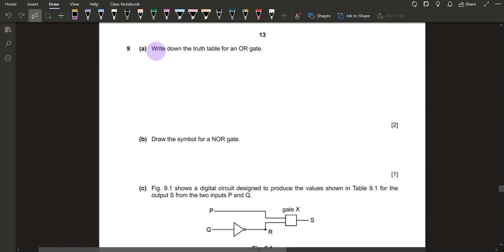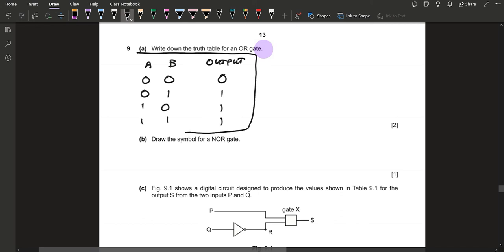Question number 9. Part A says write down the truth table for an OR gate. This is pretty easy. An OR gate is only going to give 0 when both inputs are 0. So we can just write our truth table here, inputs A and B, and this is going to be our output. And when the inputs are 0, the output is going to be 0. But if either of the inputs is 1, the output is going to be 1. And this is going to be our table for the OR gate.